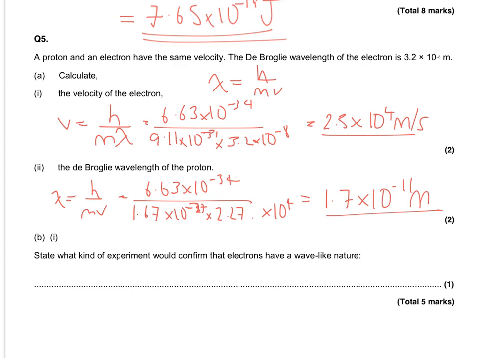So then it's asking what kind of experiment would confirm that electrons had wave-like nature. So this would be electron diffraction. You would use a double slit to do it, but the way to describe this experiment is electron diffraction, and that concludes the videos reviewing the recent assessment.